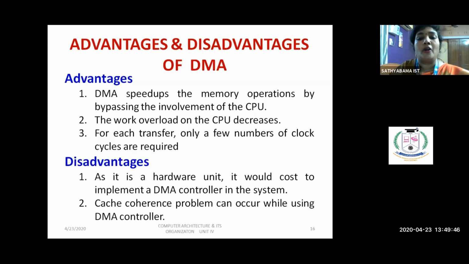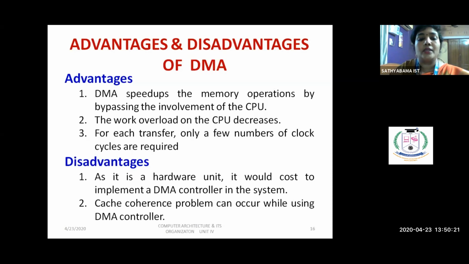The workload on the CPU decreases. Since the data transfer is done through DMA, the workload upon the CPU decreases, and it requires only a few clock cycles. So these are the advantages. One is it speeds up the memory operation, then it reduces the overall workload, and then it reduces the clock cycles. So it requires only a few clock cycles for transfer.